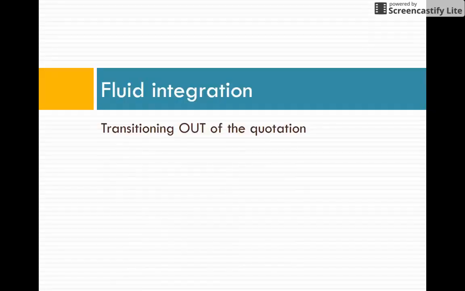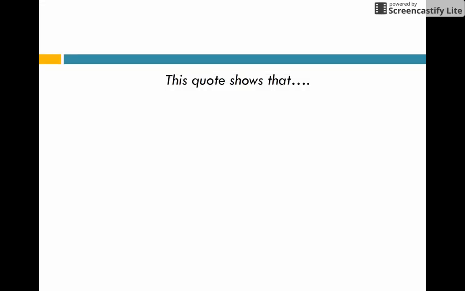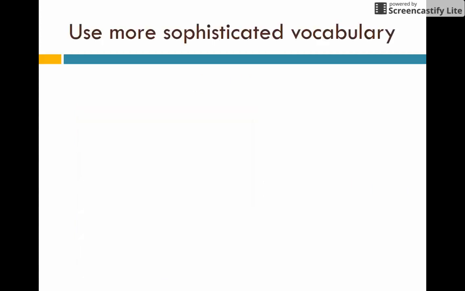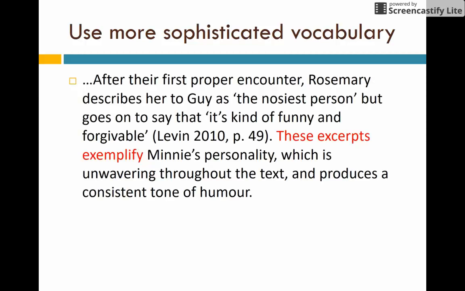Now, when you need to transition out of the quotation, because you can't just end your paragraph there, and you really shouldn't go straight onto your summary sentence from there. Often students write something like, "this quote shows that," ugh, very cliched. You should avoid doing that as much as possible. Teachers get really sick of reading that. It doesn't demonstrate particularly sophisticated control of language. So what you can do instead is be more specific with your vocabulary.